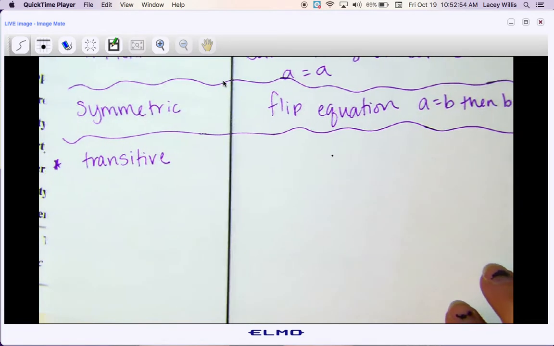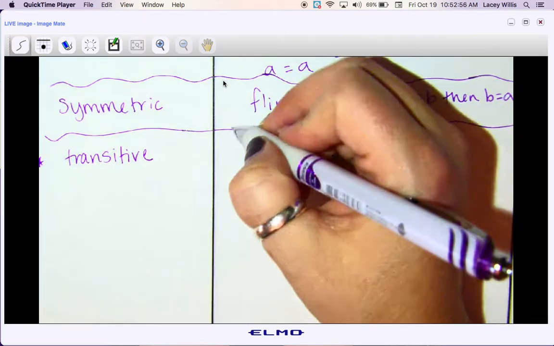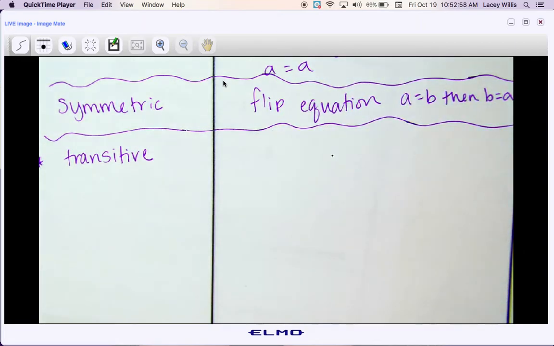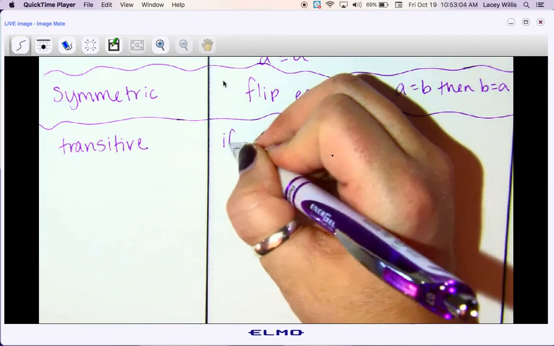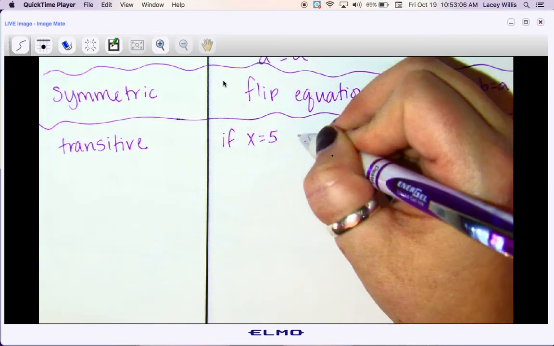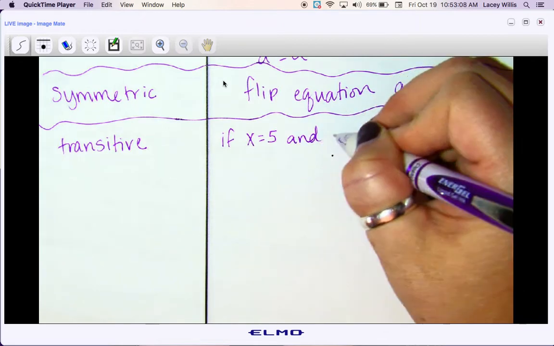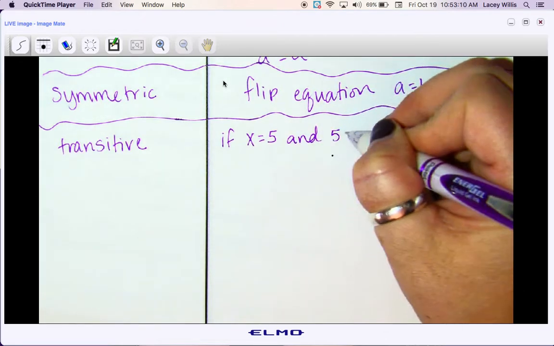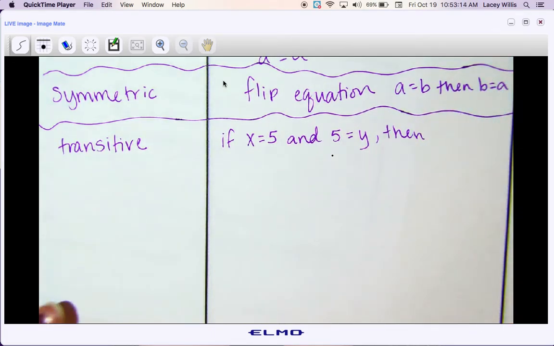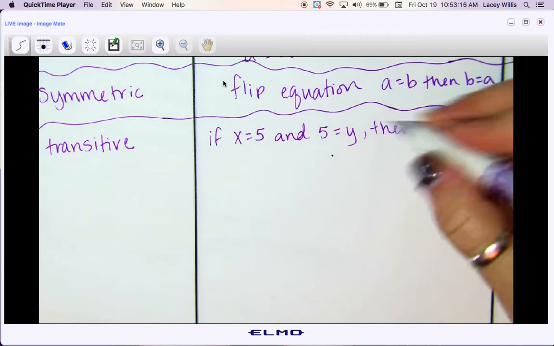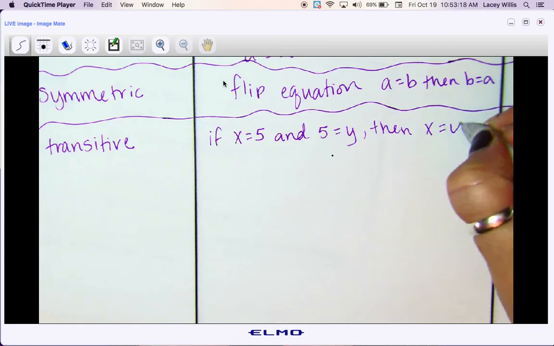So the technical way it's written looks like this. Do you want me to just write it in my own words? Yeah, that's the simplest way. Okay, so let me use some numbers and letters. If x equals 5 and 5 equals y, then based on this property, I know that x equals y.